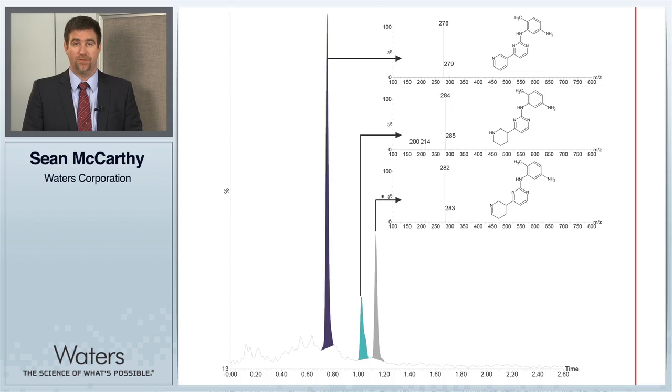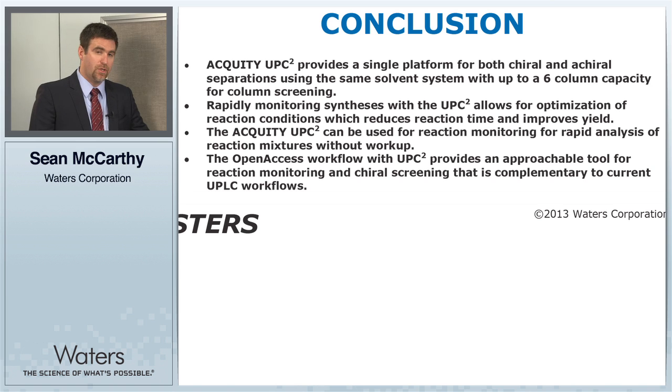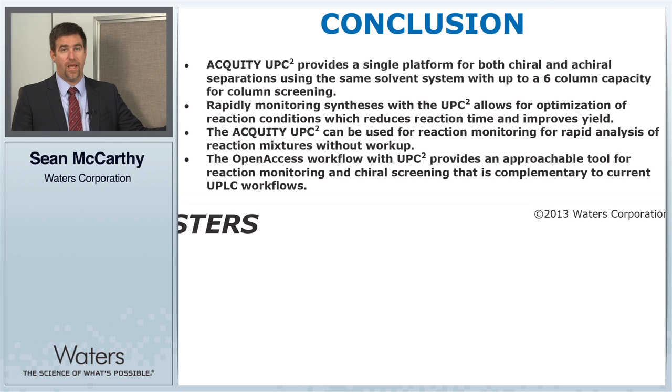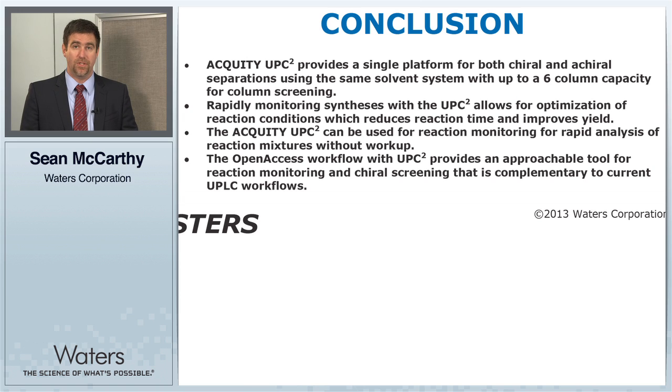synthesis of the material. So in conclusion, with the three examples that I've shown, the chiral and achiral screening, the reaction optimization, and just doing the reaction monitoring, we've shown that UPC squared is a suitable technology for use in a medicinal chemistry lab. In addition, it offers additional benefits by being able to do analyses that would generally take multiple instruments to do the analysis and do them on a common platform.